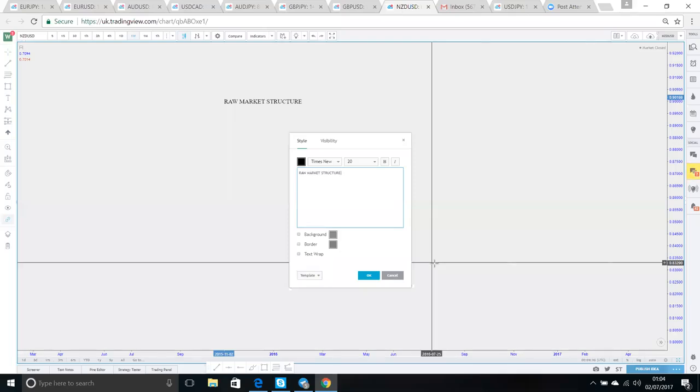raw market structure, guys. Okay, this is the first thing. Please confirm if you understand this. Please say yes. Everybody say yes. I will be discussing a few things today, and I will be discussing these things in the next few days, guys. That's the first thing, raw market structure, which is what?